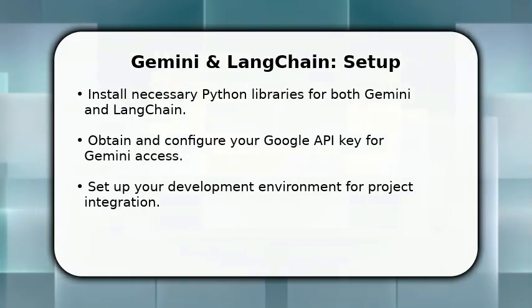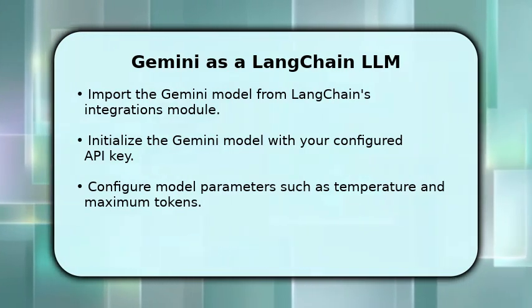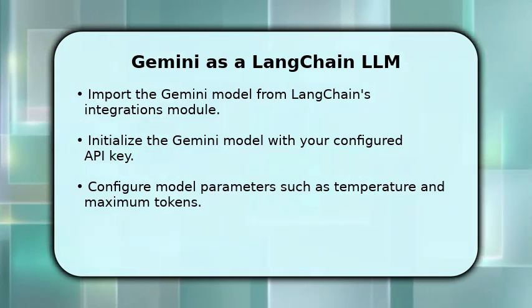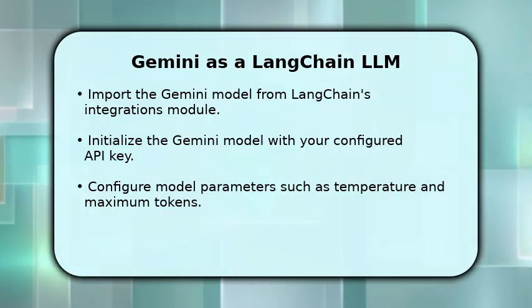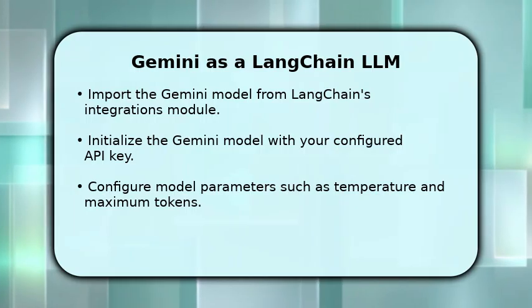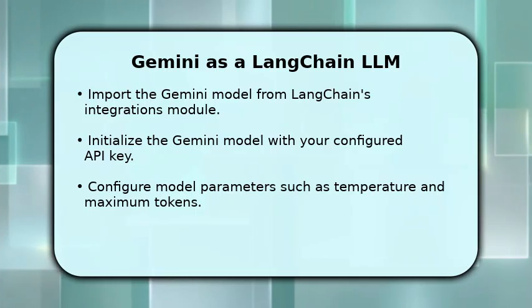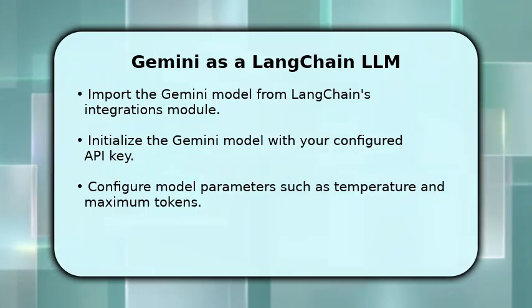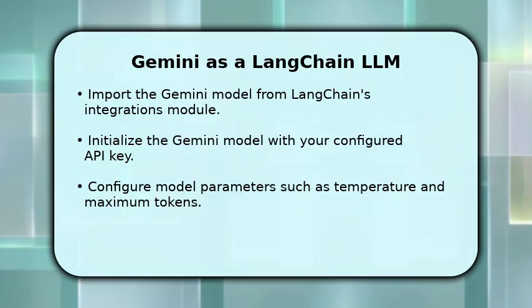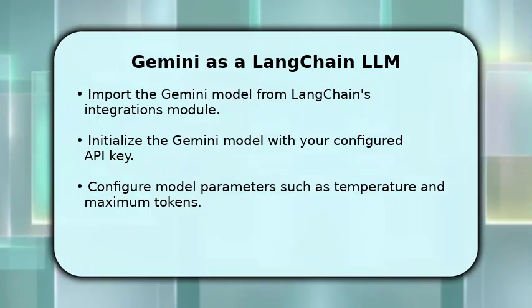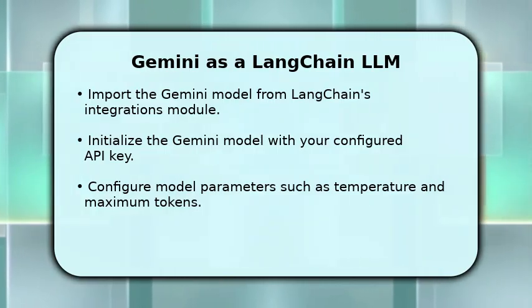through Langchain. Once your environment is set up, integrating Gemini as a language model in Langchain is straightforward. You'll import the Gemini model and initialize it using your API key. Remember to configure parameters like temperature, which influences creativity, and the maximum number of tokens for output. This allows you to leverage Gemini's generation capabilities directly within your Langchain applications.